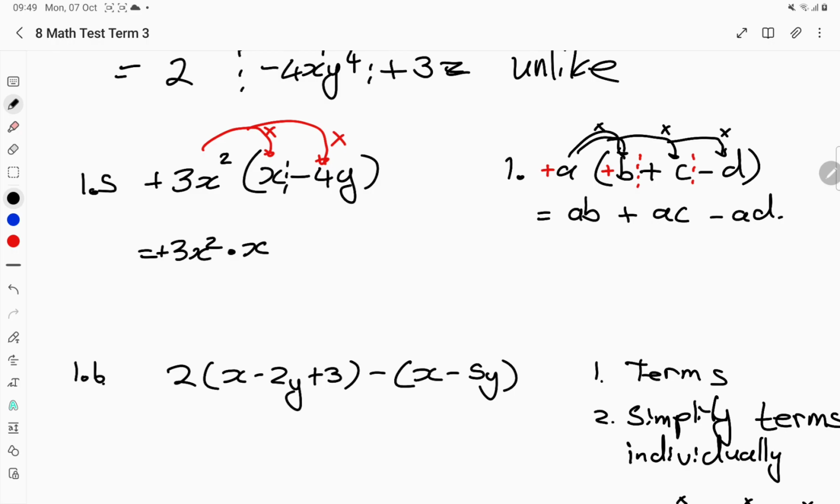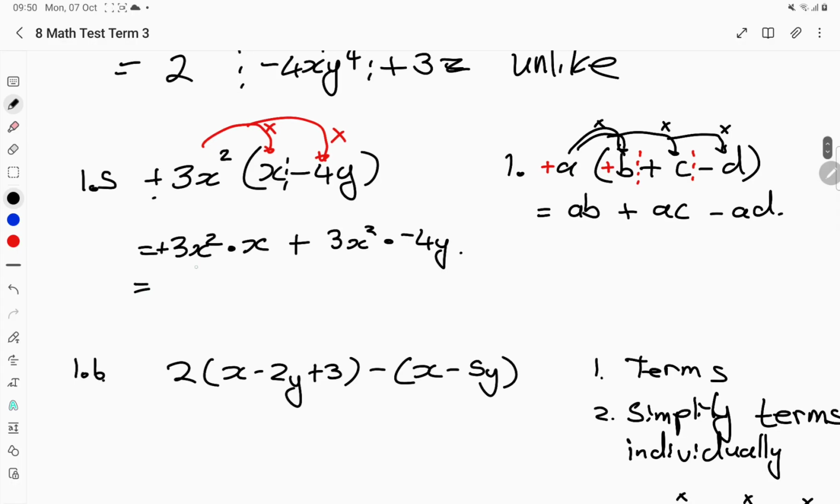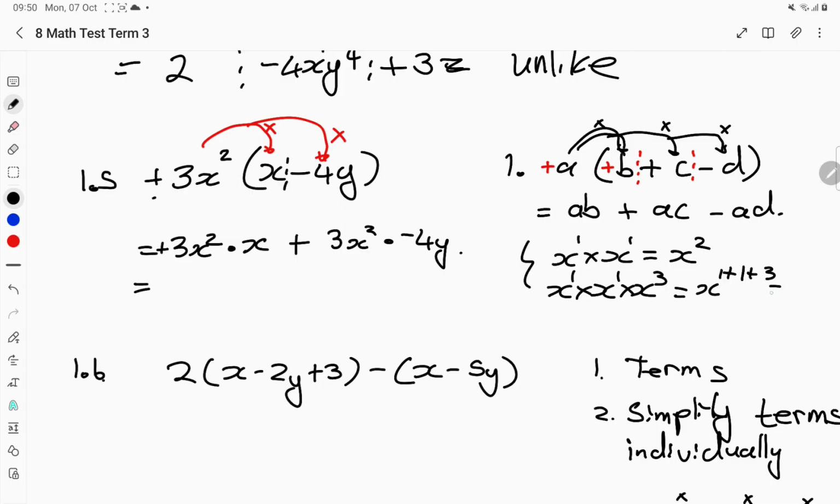Let's put those pluses in there. So we say 3x squared times x, and then plus 3x squared times negative 4y. Right, so taking a look here, x times x, just to recap, is x squared, and x times x times x to the power 3, if that has no exponent, give it a 1. You add those exponents, so it'll be x to the power of 1 plus 1 plus 3, which is x to the power of 5. Just to recap there.